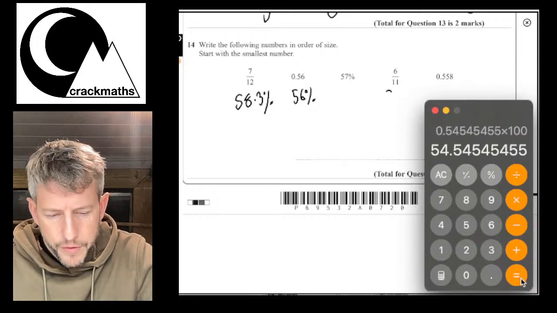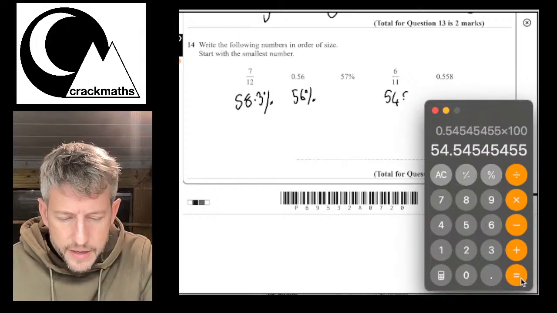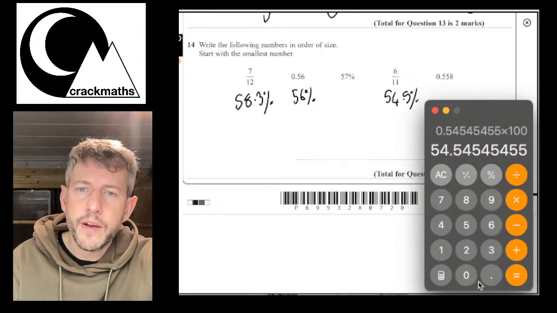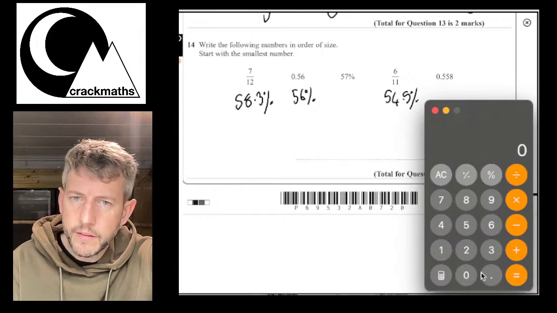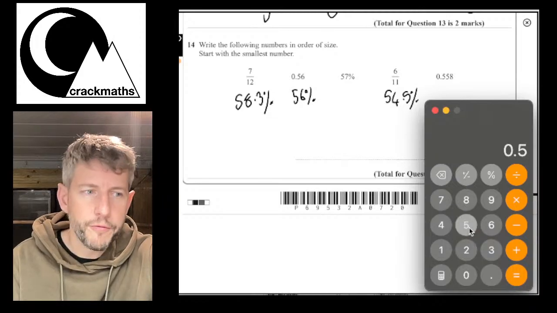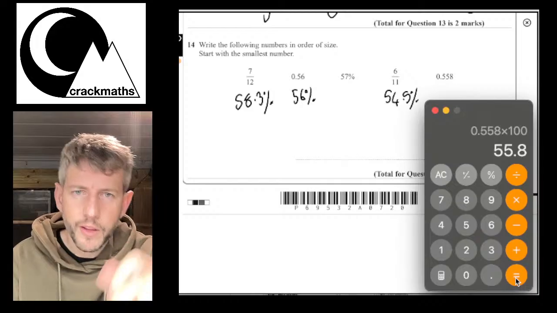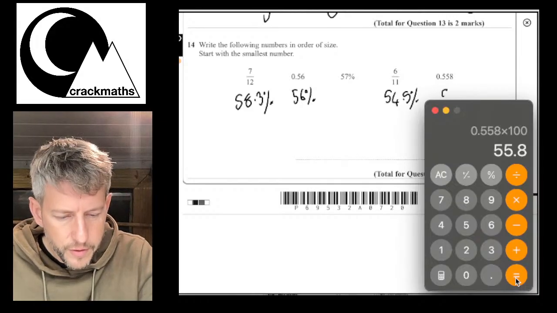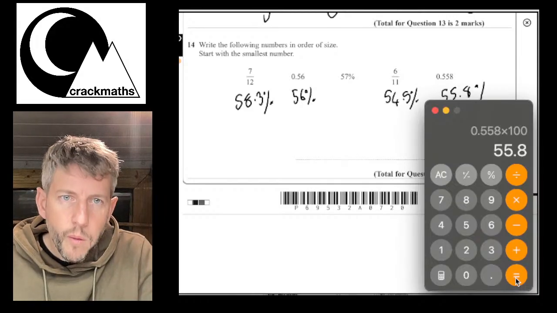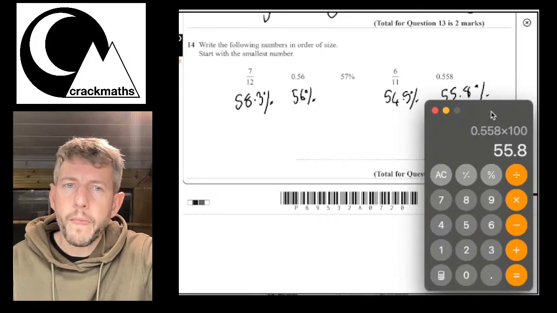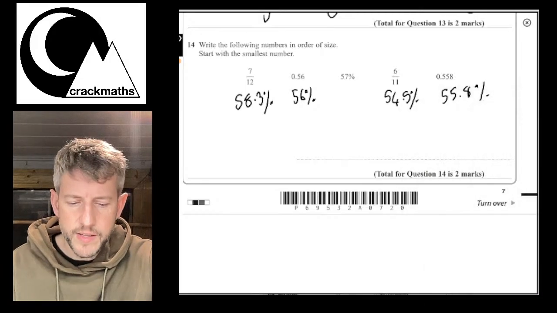So here we go. We've got 54.5%. And then 0.558. If I times that by 100, this will equal 55.8%. Okay, so now we can put these in size order.